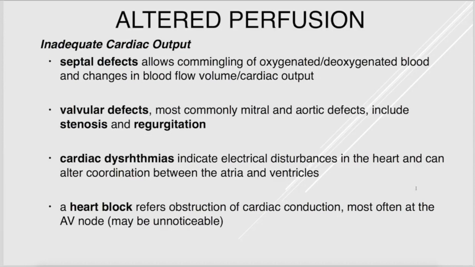Cardiac dysrhythmias, there's a ton of these cardiac dysrhythmias or arrhythmias, and these are electrical disturbances in the heart. They're dangerous when they change how the atria and the ventricles communicate with each other. And a heart block is an obstruction somewhere in the cardiac conduction system. It typically occurs most often in the AV node, which is an AV block. Sometimes it's noticeable, sometimes it's not.